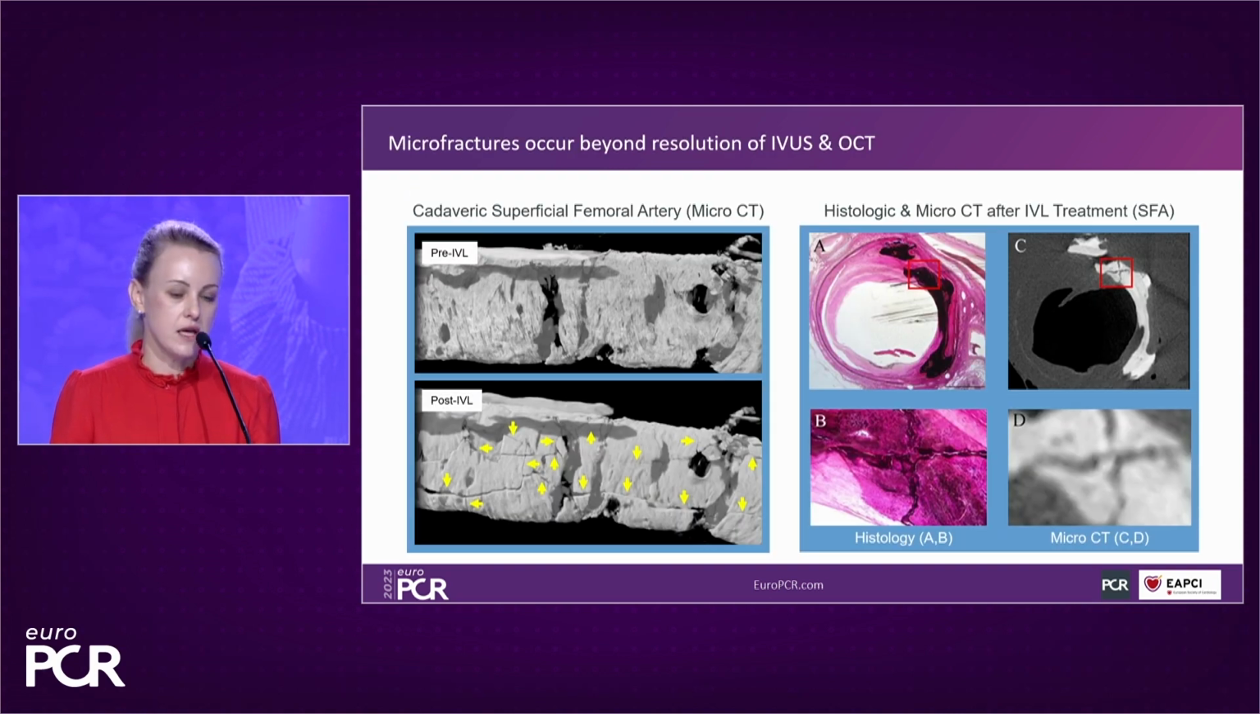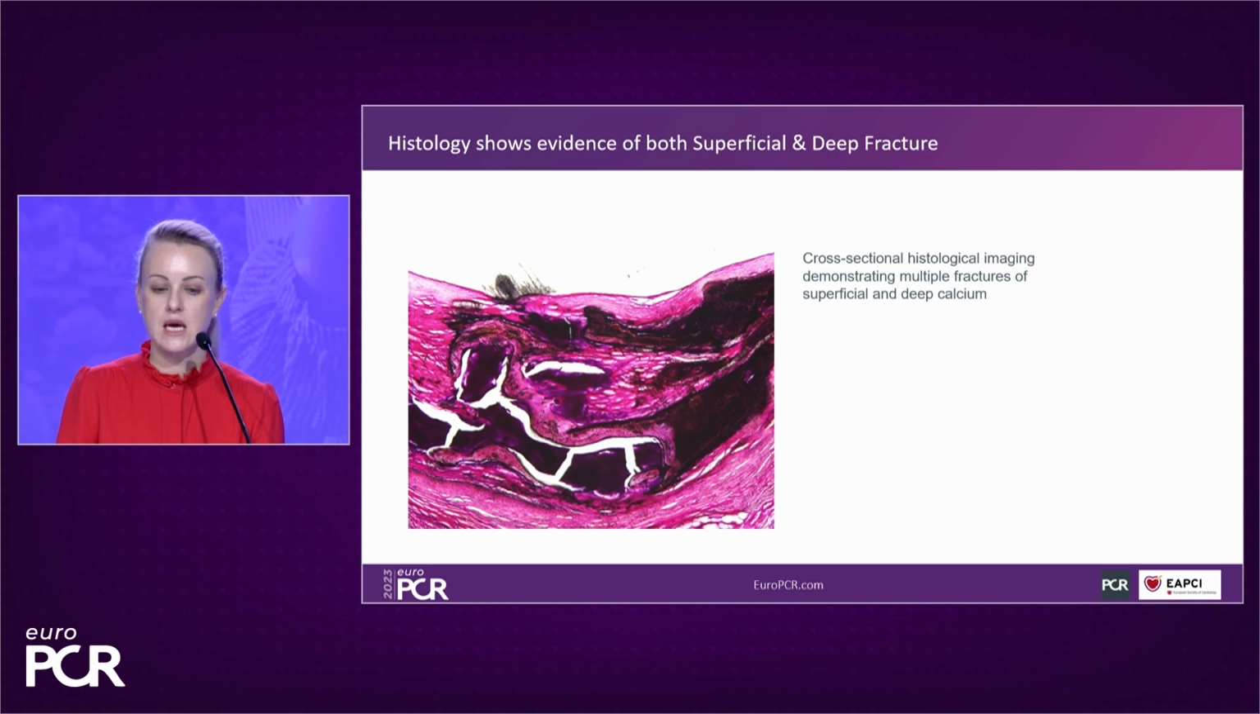However, the other effect of lithotripsy that's really unique are these microfractures, and they are so small they're beyond the resolution of OCT and can only be seen on either microscopic CT or on histology. And you can see these pictures pre and post IVL that show these microfractures again in all different planes.